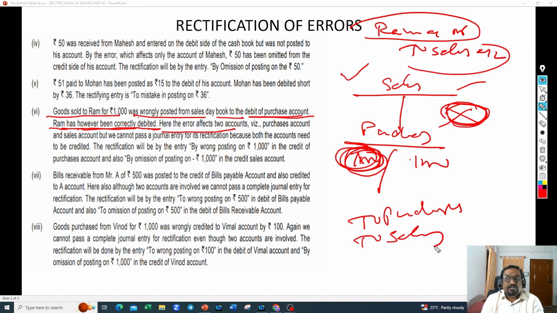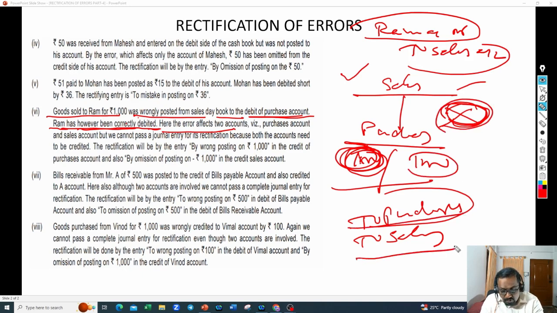Complete entry means what? When there is a credit, there should be a debit. Are you getting any debit here? Purchase account has to be credited, so you credit purchases. Sales account also has to be credited, so you credit sales account. So credit purchases and credit sales account. Is this a complete entry? This is not a complete entry.